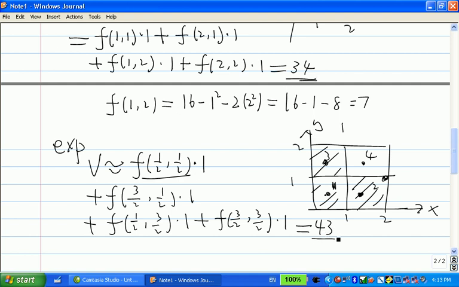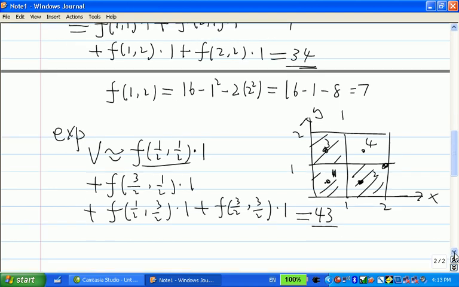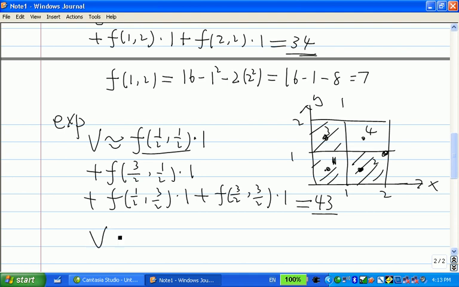If we use middle point, we get another approximation to the volume under the surface. In fact, the exact volume is 48. Now we got 2 approximations. The first one we use upper right corner with the same 4. We divided this into 4 rectangles. The first approximation is 34. I call this a second approximation, V2. V2 is 49. Sorry.